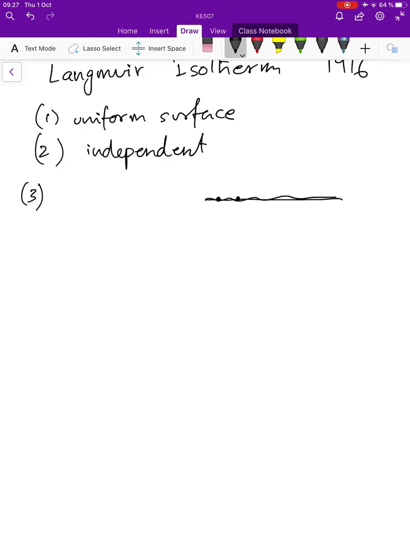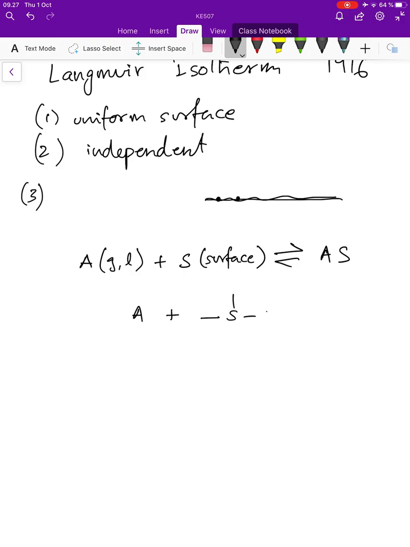Making these three assumptions, one can develop the formalism for the Langmuir isotherm. Here we have a material A, which can be in the gas or liquid phase, and this will adsorb to a surface S to form AS. So the reaction can look like something like this. There are two rate constants. One is the forward rate constant for adsorption, and the other is the backward rate constant for the desorption.